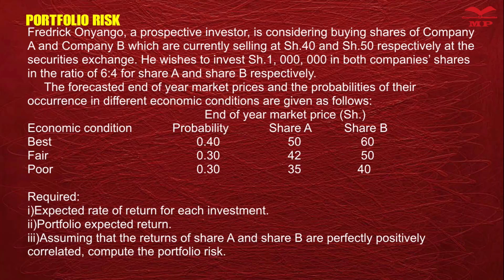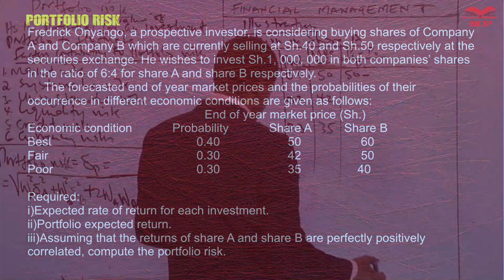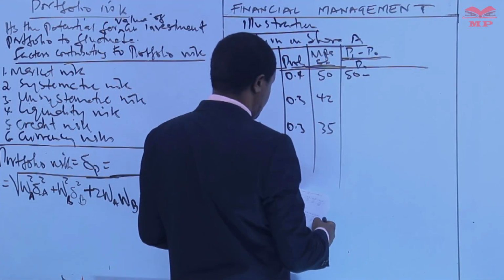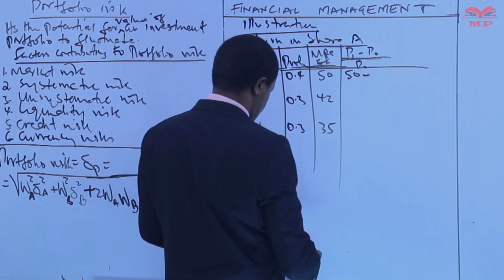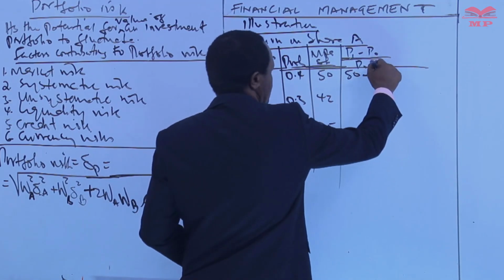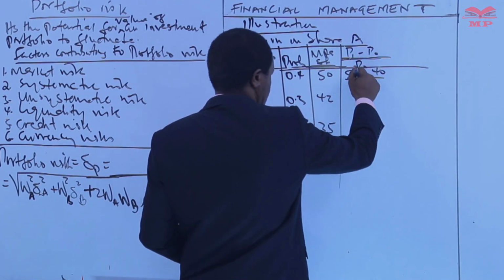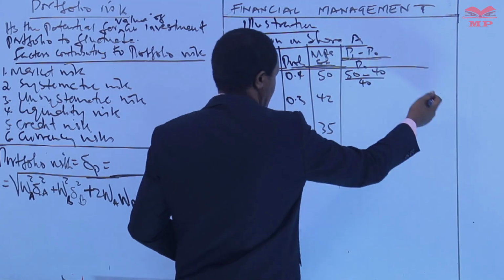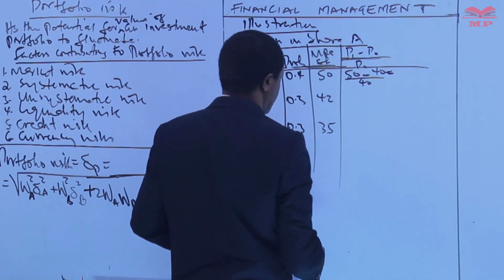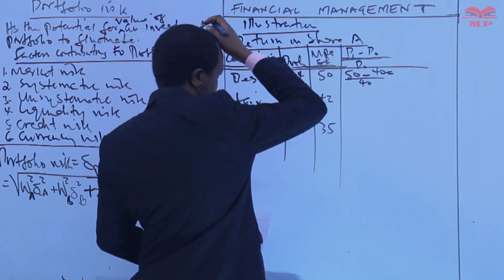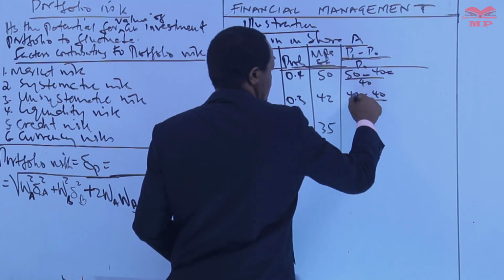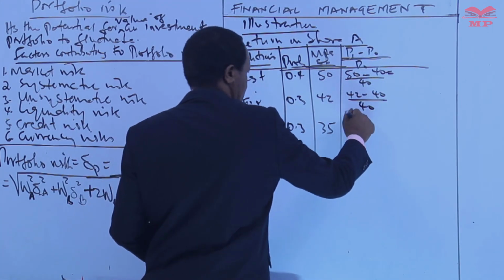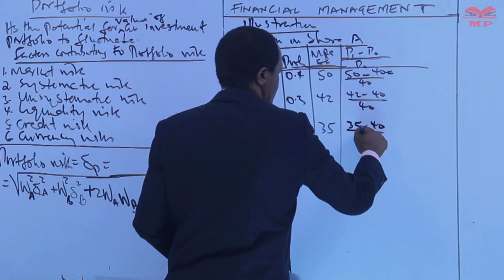P1 is the expected price. So we take the difference, we divide by P naught, then we have a percentage. So we have P1 minus P naught over P naught. So we have 50 minus 40 over 40. Then we multiply by 100 to get the percentage. Next, we have 42 minus 40 over 40. Then we have 35 minus 40 over 40.